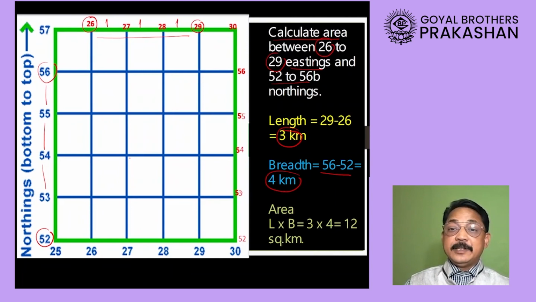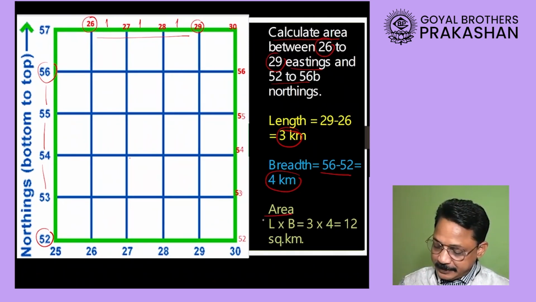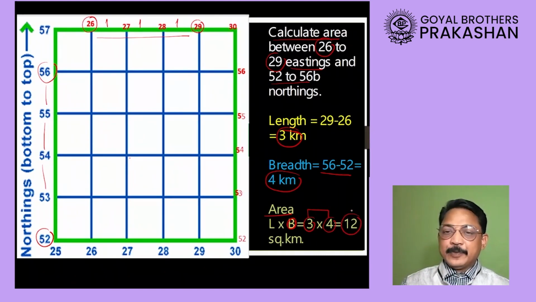So how much will be the area? So area is equal to length, that is 3 kilometer, multiplied by breadth, which is 4 kilometer. So 3 multiplied by 4 is equal to 12. Now square kilometer. Why square kilometer? Because 3 kilometer, then we have 4 kilometer. So kilometer multiplied by kilometer, square kilometer.